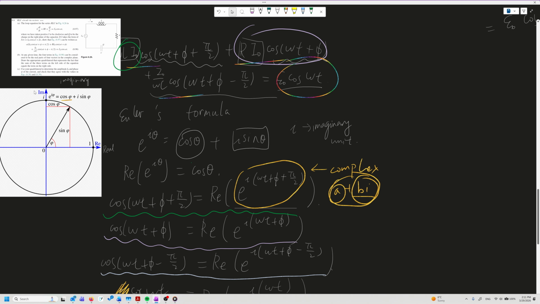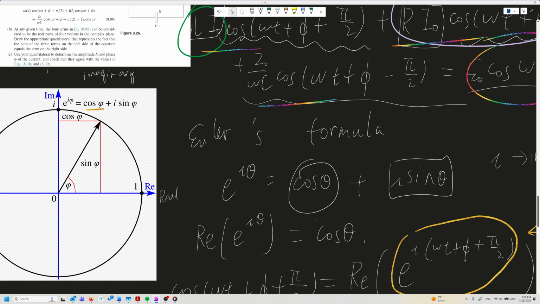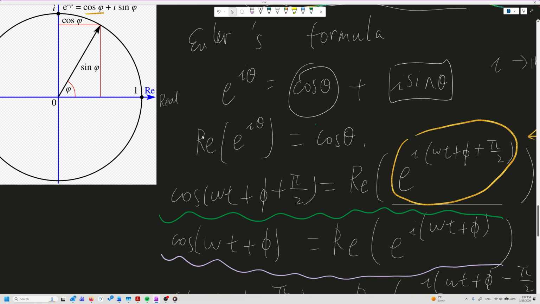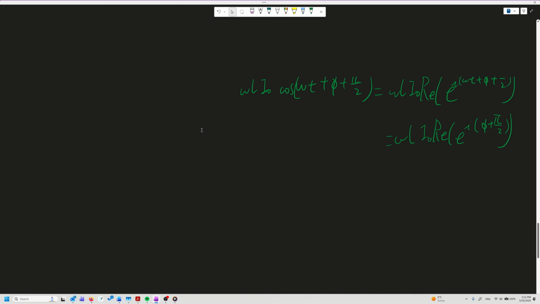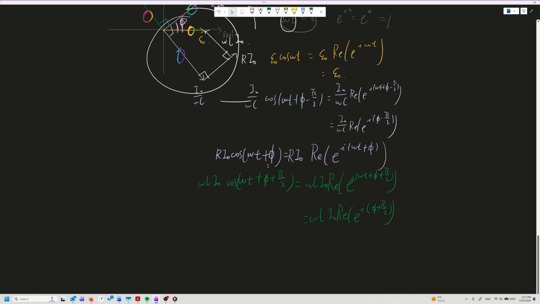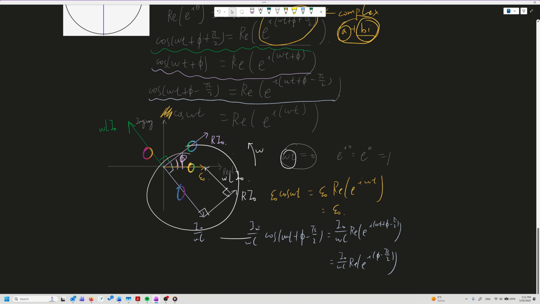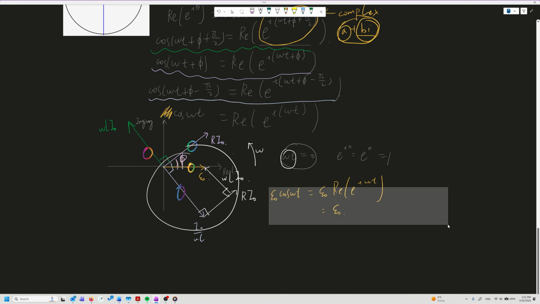Part C is asking us to use our quadrilateral to determine the amplitude I0 and the phase phi of the current, and check that they agree with the values in equations 8.38 and 8.39. These two equations are from the book. And since there's a bit of a lack of context, I want to say that these two formulas are derived using actual sinusoidal functions, so using sine and cosine, and then using trig identities like cosine A plus cosine B and sine A plus sine B.